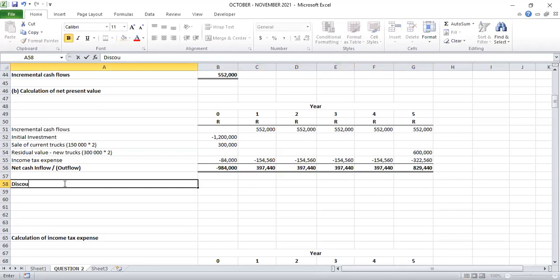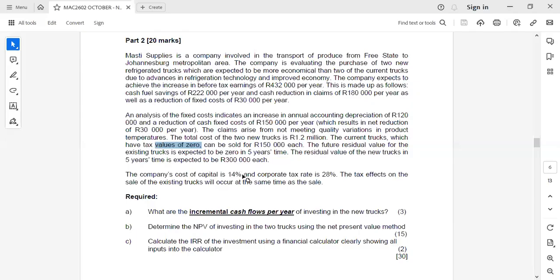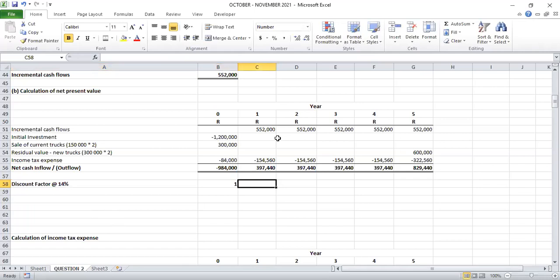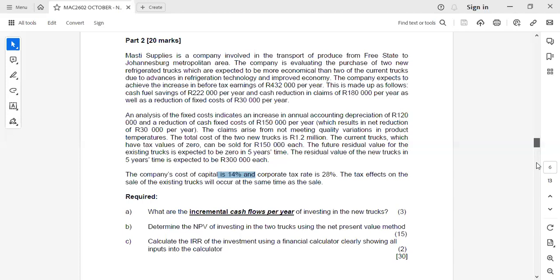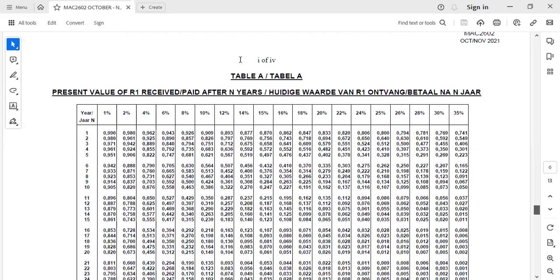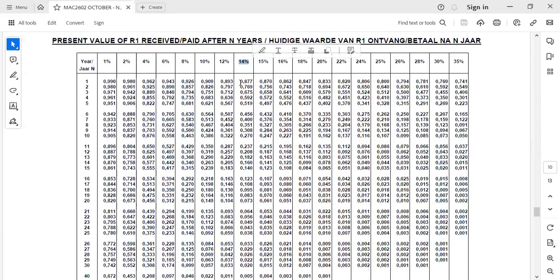Discount factor, that we're told that the cost of capital is 14%. So use 14%. Then we go to your tables. Remember that for year 0 is always 1. Then for year 1 up to 6, you go to your tables. So the 14% is here. You always use your table A. Then you take these 5.